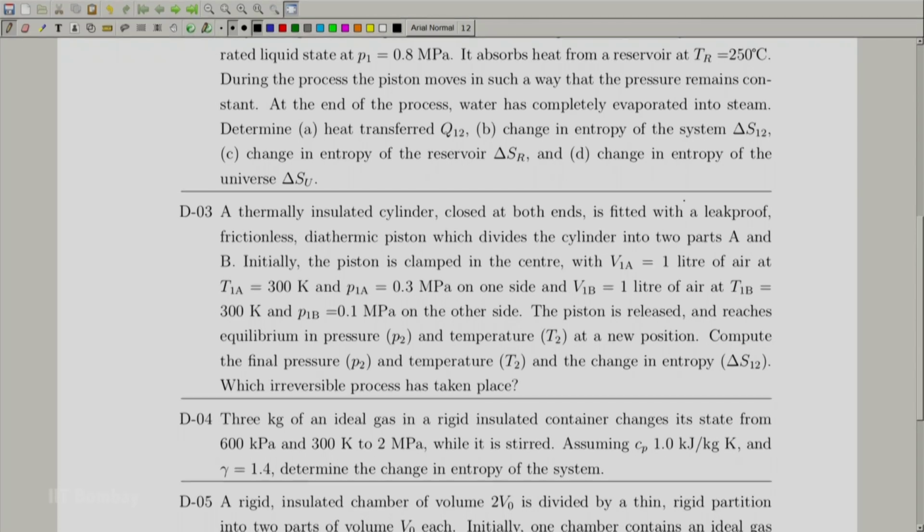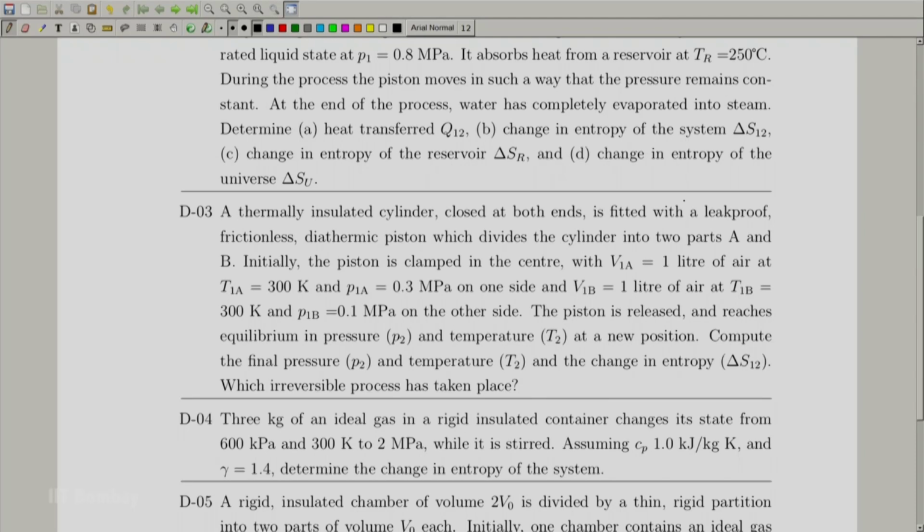Initially the piston is clamped in the center, so the volumes of the two parts are the same initially, 1 liter as well as 1 liter, V1A and V1B, and the states of one side and the other side are given. Air is the fluid. Notice that the two sides have the same temperature, 300 Kelvin, but there is a pressure difference. Side A has a pressure of 0.3 megapascal, side B has a pressure of 0.1 megapascal.